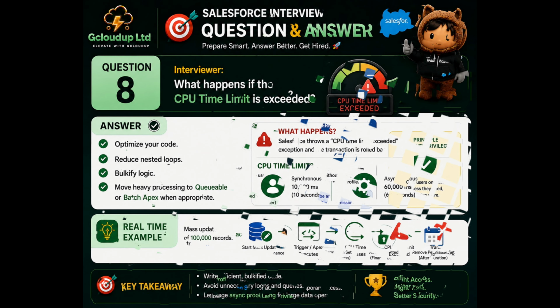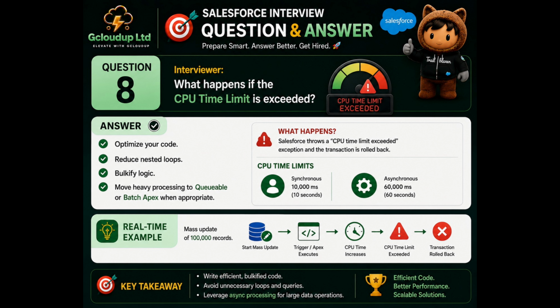So the next question, what happens if the CPU time limit is exceeded? In that case, if Apex execution exceeds the CPU limit, Salesforce throws a CPU time limit exceeded exception and the entire transaction is rolled back. To avoid that, we need to optimize our code and reduce nested loop queries. Also we can bulkify our code class level logic. Also we can use a queueable or batch class for heavy processing.